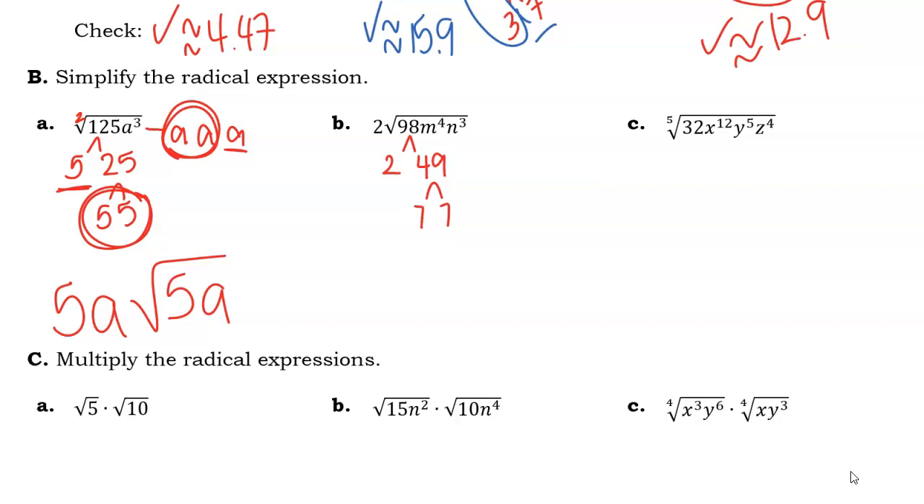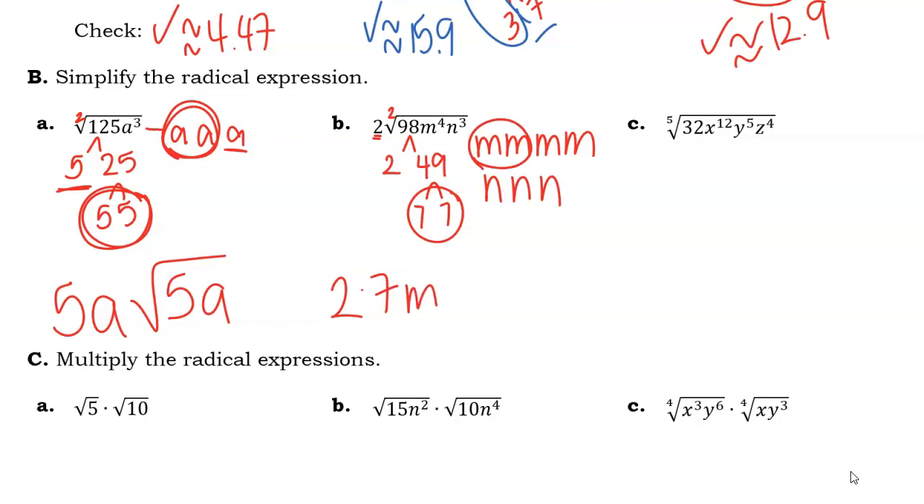I'm going to break my m^4: 1, 2, 3, 4. I'm going to break my n^3: 1, 2, 3. We're looking for pairs, but be mindful that there's already a 2 on the outside. Okay, so I'm going to start with that 2 on the outside. I see a pair of 7s. I see a pair of m's and a pair of n's. Okay, that's all my pairs.